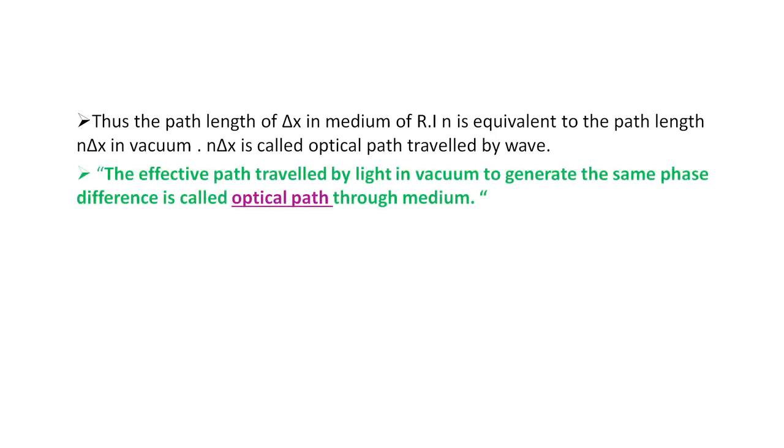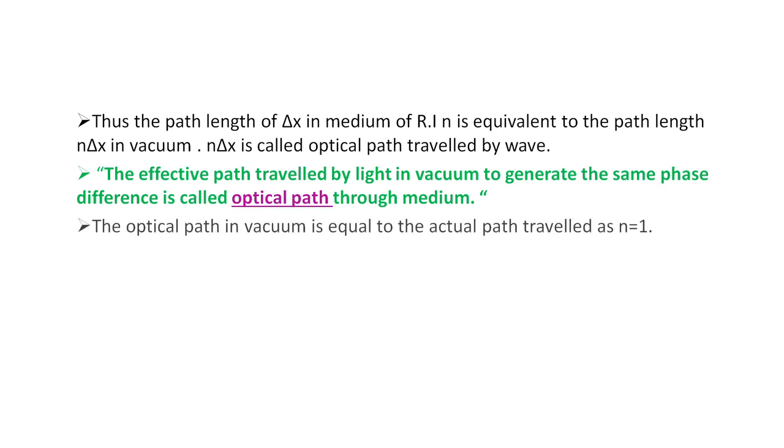The effective path traveled by the light in vacuum to generate the same phase difference is called the optical path through the medium. This is the definition of optical path. The optical path in vacuum is equal to the actual path traveled, as n is equal to 1.